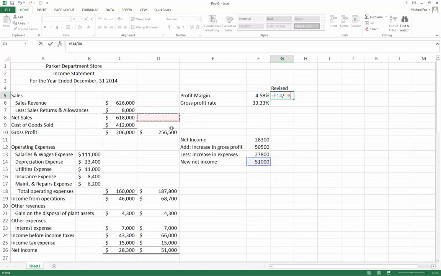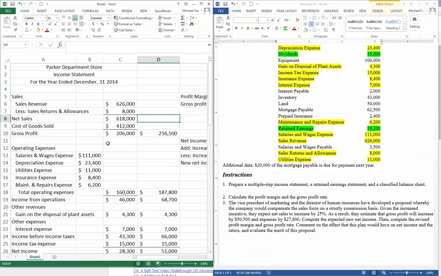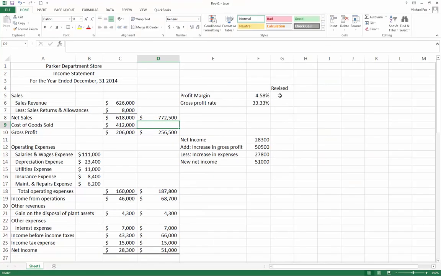The problem said that net sales would increase by 25%. So my net sales would equal the old net sales times 1.25. So that's my new net sales. If that confuses you, you can multiply it by 0.25, which gives you 25%, and then add that to the original. It's the same thing.